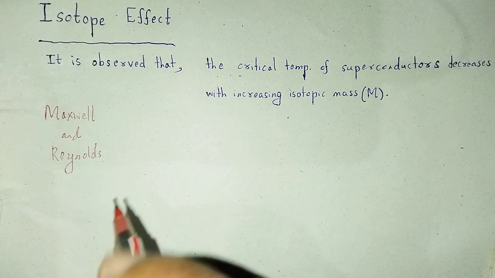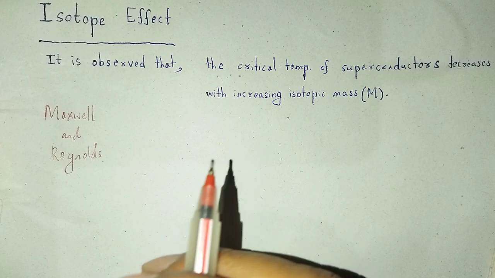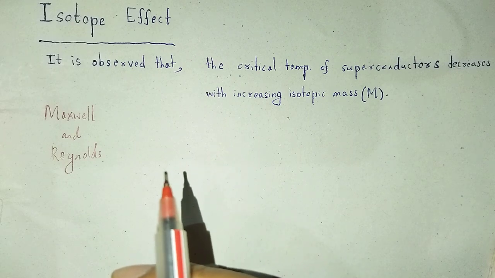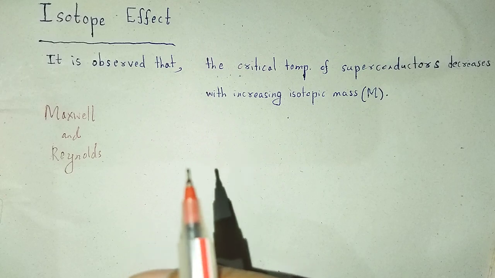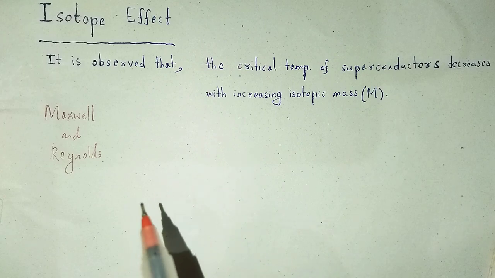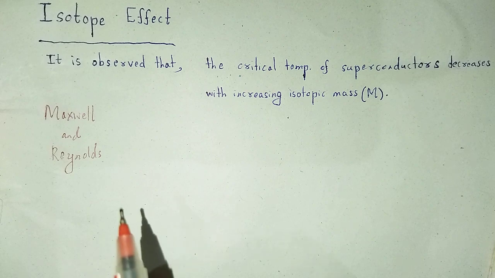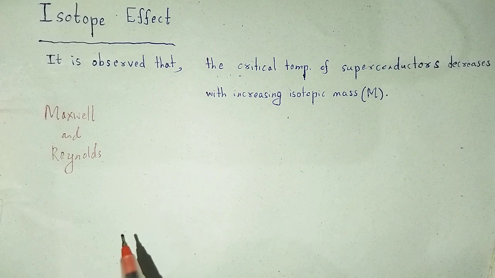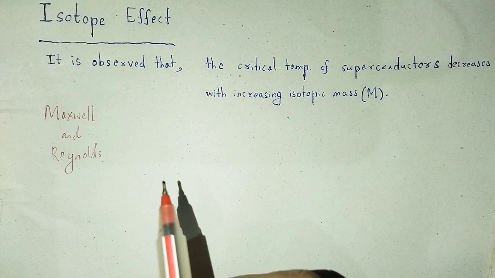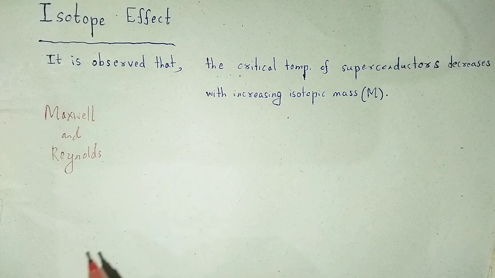As you know, superconductivity is the phenomenon in which, at a particular temperature, the critical temperature, a specimen suddenly drops its resistance to 0. The specimens which show that phenomenon are known as superconductors. The critical temperature determines whether a material is a superconductor or not.